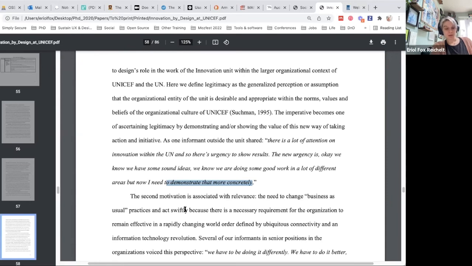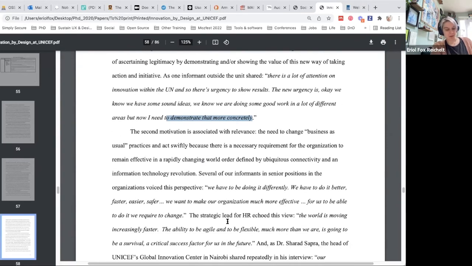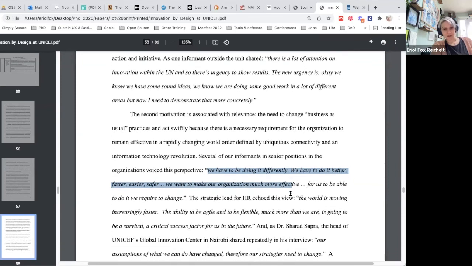There's a statement that sort of sounds aspirational, around we have to be doing it differently, we have to do it better, faster, easier, safer, to be more effective and require change. And this speaks to the innovation principles. I wonder if it also speaks to open source, but it's also a note that I put, which is: is open source faster, easier, safer, better, more effective? I think that's a big question.